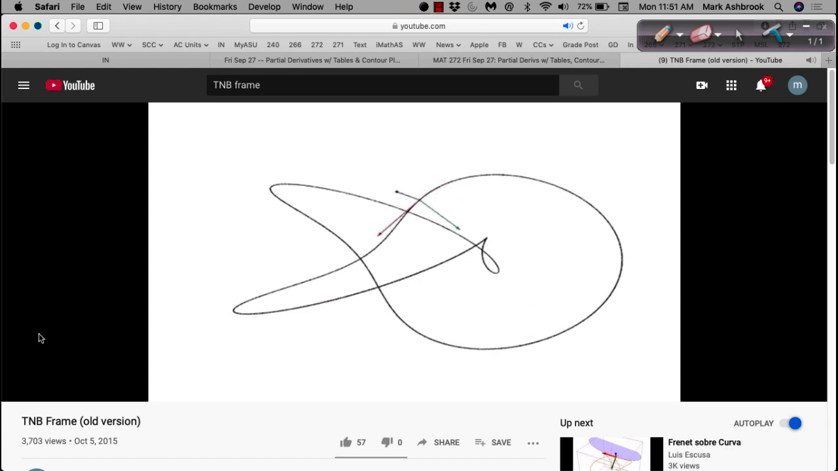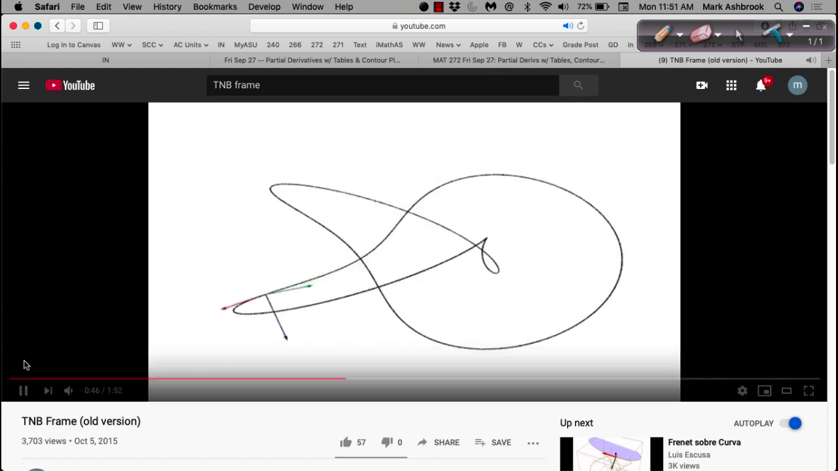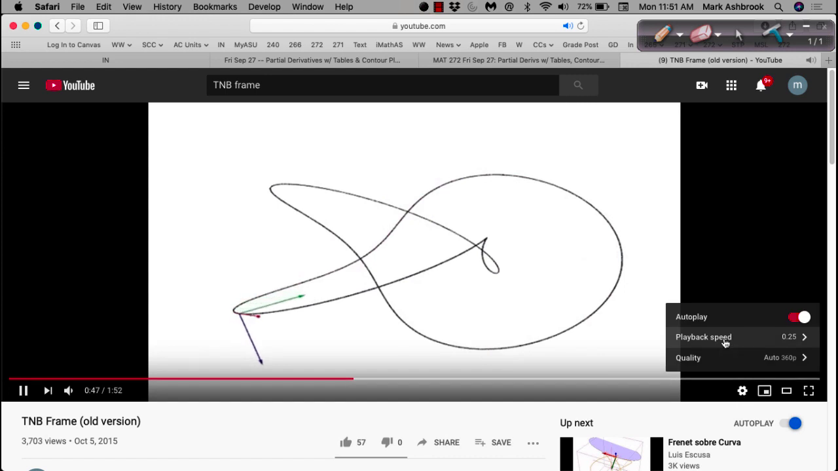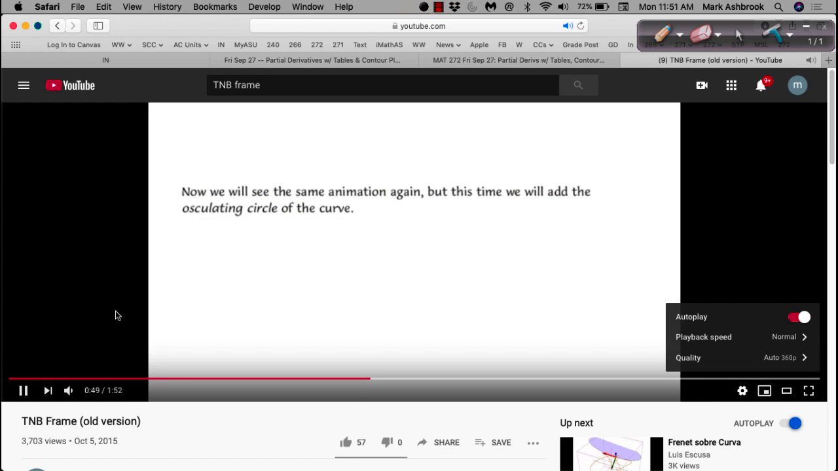And so if you're on the roller coaster, you're looking straight out, and what vector is that you're looking straight out? T. Okay? So this is cool because they add the osculating circle in here. Let's go back to normal speed. So now they're going to add the osculating circle, and that's in the plane.